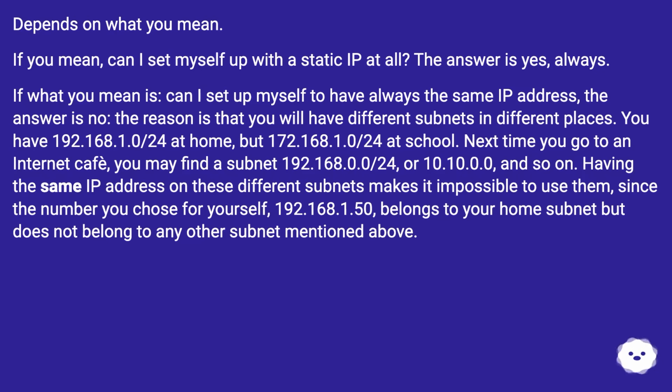You have 192.168.1.0/24 at home, but 172.168.1.0/24 at school. Next time you go to an internet cafe, you may find a subnet 192.168.0.0/24 or 10.10.0.0, and so on. Having the same IP address on these different subnets makes it impossible to use them, since the number you chose for yourself, 192.168.1.50, belongs to your home subnet but does not belong to any other subnet mentioned above.